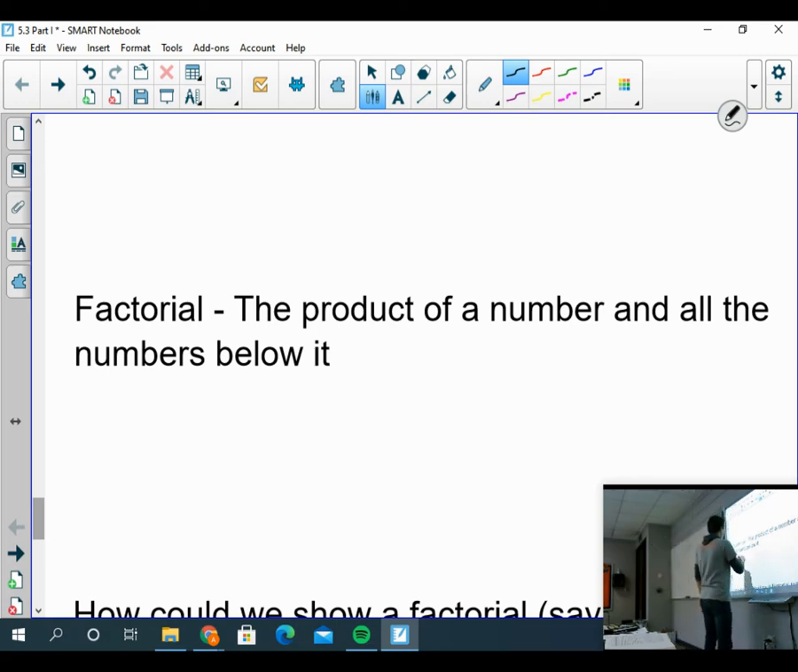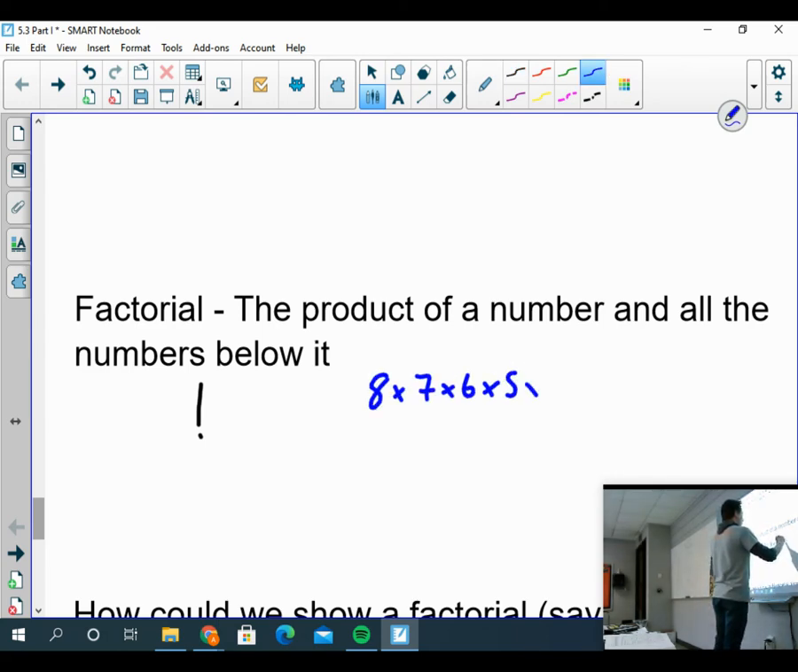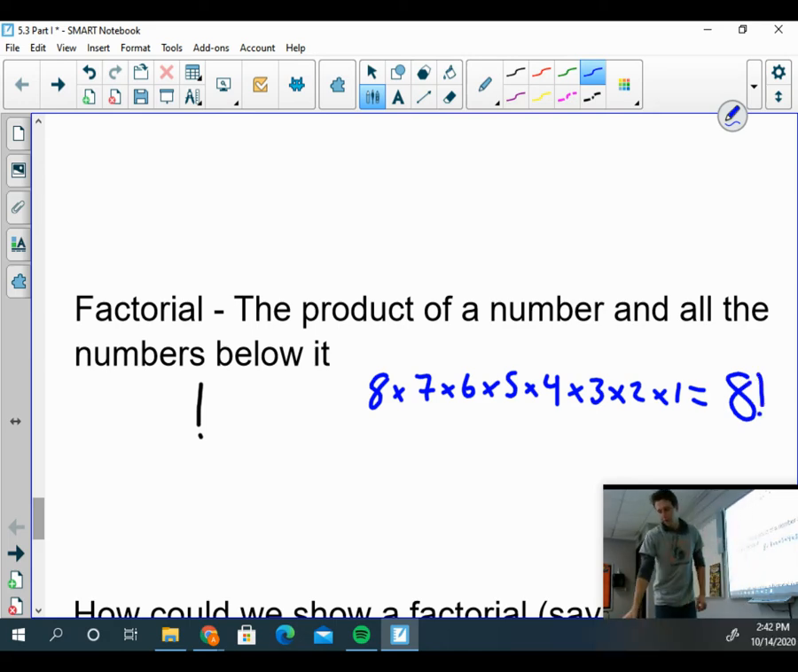What's the symbol for a factorial? It's the exclamation mark. Simply put, in the example we did above, when we did 8 times 7 times 6 times 5 times 4 times 3 times 2 times 1, we did 8 factorial. And if you go in your calculator, you'll see it. I believe it's on your formula sheet. Let me double check here.